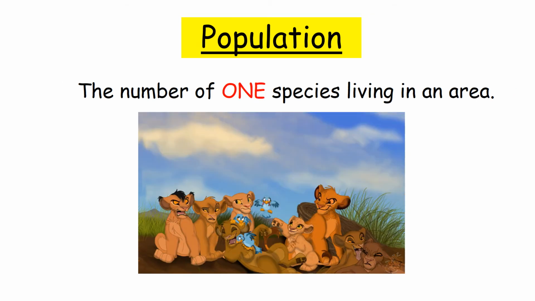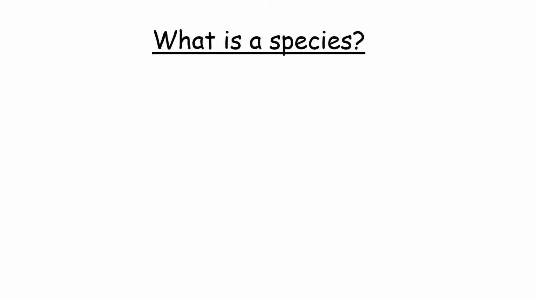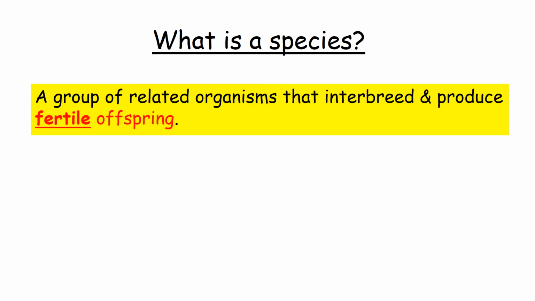A population, on the other hand, is the number of one species that lives in an area. So if you're looking at the picture of the Lion King, then the population of lions, one species. Population of hyenas, one species. So, me saying a population is one species, what actually is a species anyway? A species is a group of related organisms that can interbreed to produce fertile offspring. That's the important bit. The offspring must be fertile for it to be classed as a species.